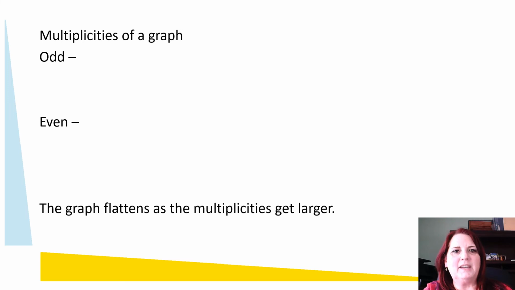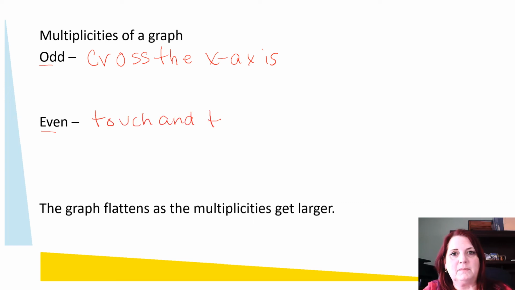So I've already indicated on the previous slide what the odd and even multiplicities are going to mean. The odd multiplicities are going to cross the x-axis. And even ones, they're going to touch and turn. So something that's odd might go through like this. Something that's even, it's going to come down, touch it, and then bounce back.